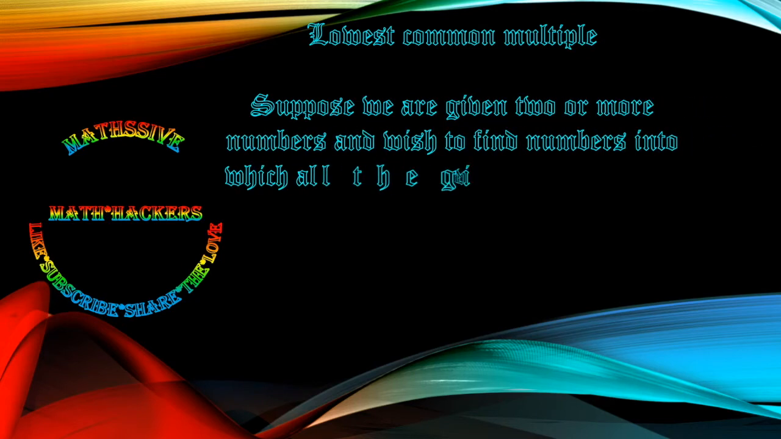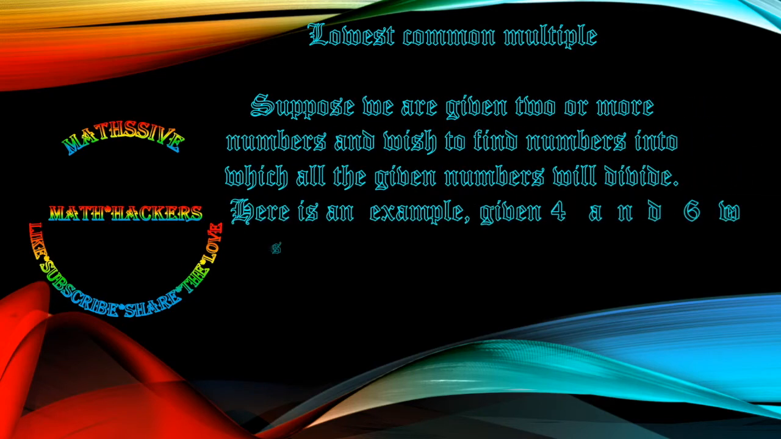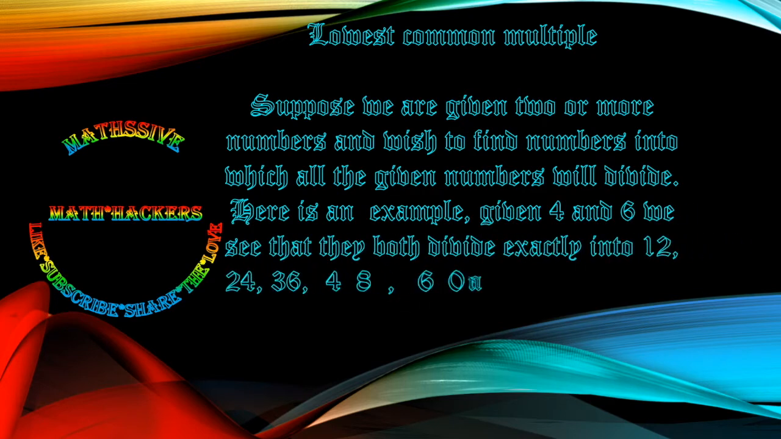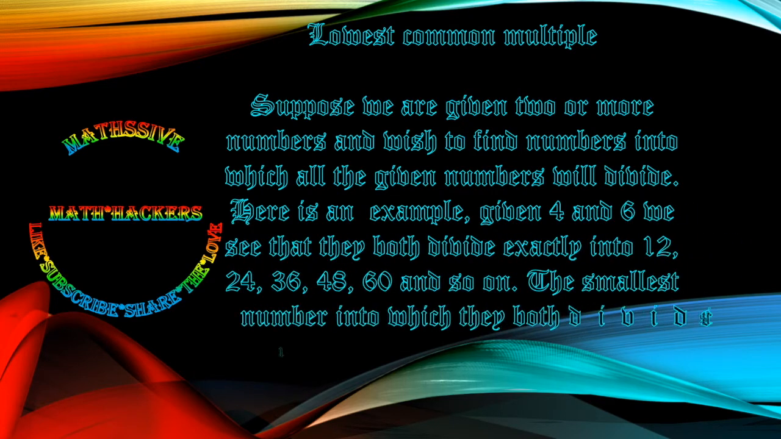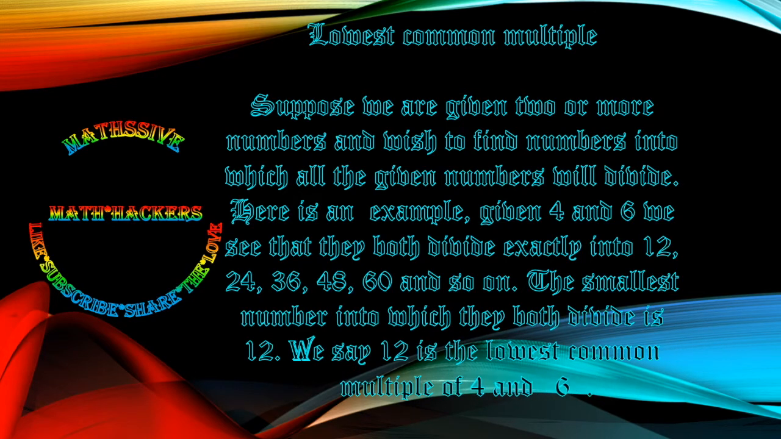Suppose we are given 2 or more numbers and wish to find numbers into which all the given numbers will divide. Here is an example. Given 4 and 6, we can see that they both divide exactly into 12, 24, 36, 48, 60, and so on and so forth. Easy, as you can tell, if we were to multiply 4 times 6 equals 24, is one of the multiples, but not the lowest common multiple. The smallest number into which they both divide is 12. We say 12 is the lowest common multiple of 4 and 6.